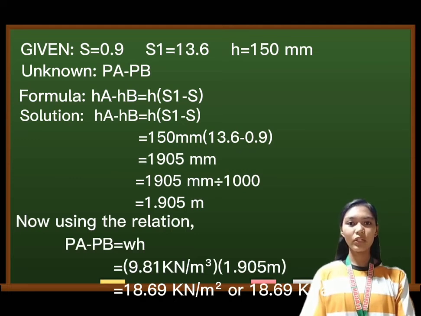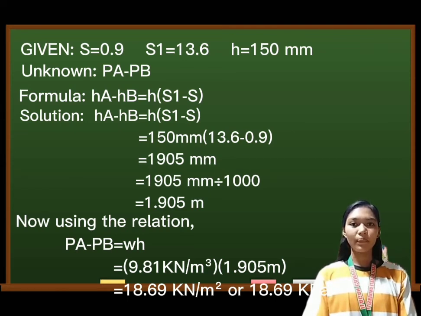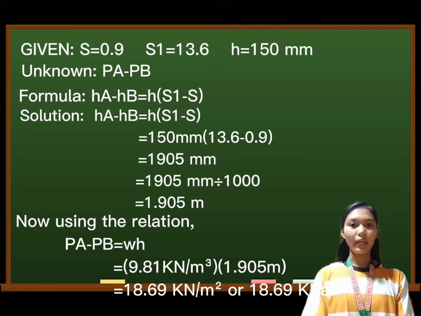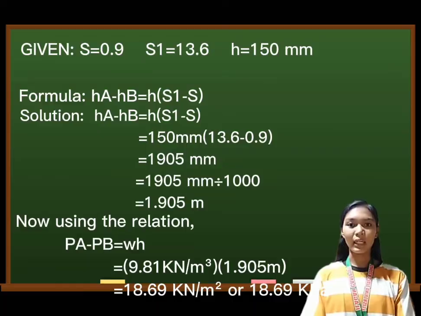Now, using the relation to get our pressure, we will use the formula PA minus PB is equal to W times H. Our W there is the specific weight of water. So, we will substitute with their equivalent value. 9.81 kilonewton per cubic meter times 1.905 meter is equal to 18.69 kilonewton per meter square or 18.69 kilopascal.